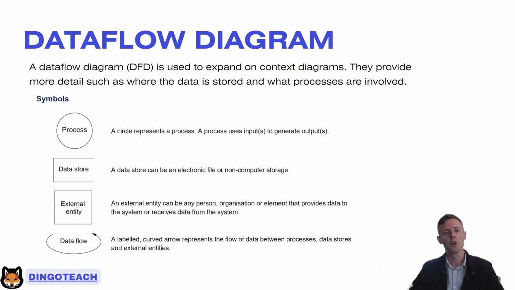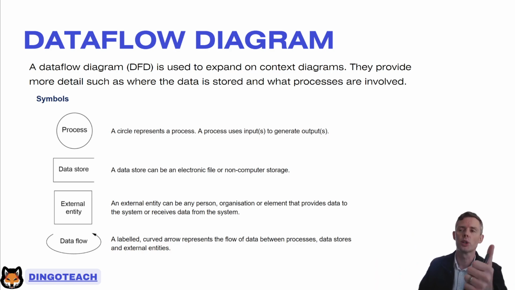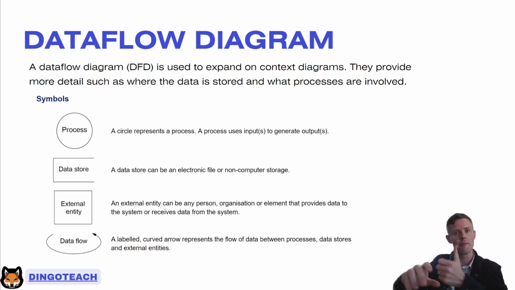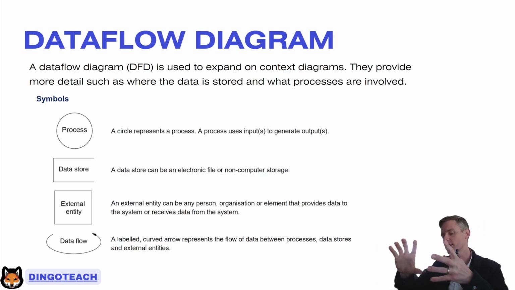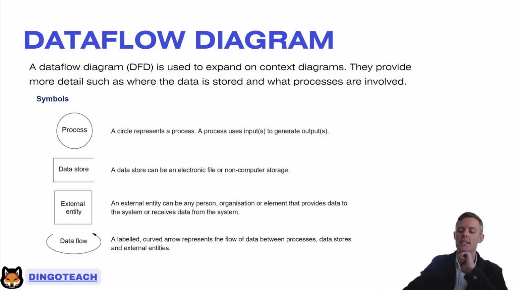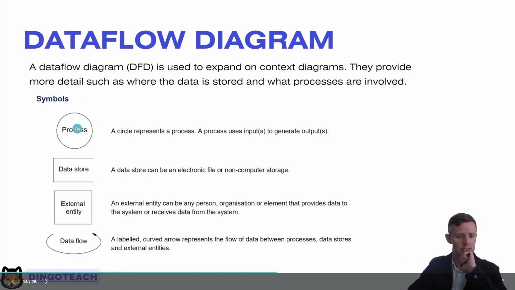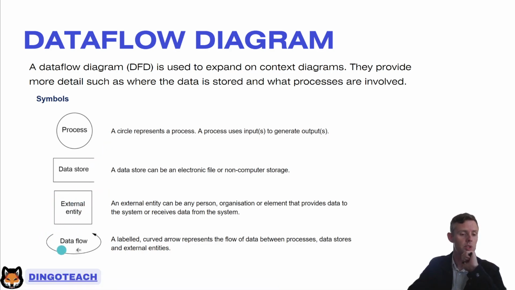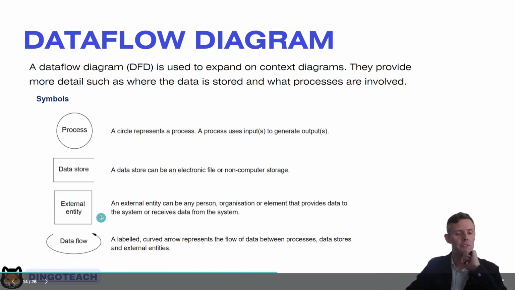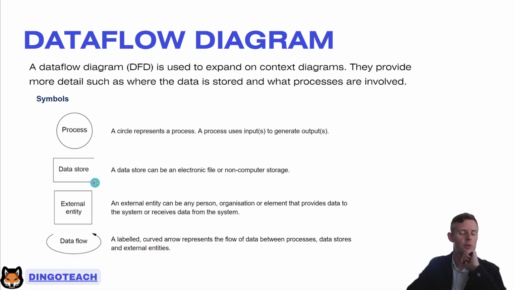A data flow diagram is essentially the next step. We've got our context diagram, but now we need to look at what the individual processes from our IPO diagram are that are going on. Where is the data going to be stored as well? So there's a little bit more work involved in a data flow. There are similar icons. As you can see, we've still got our process, we've still got our external entities, and we've still got our data flow lines, but we've now got this three-sided rectangle.